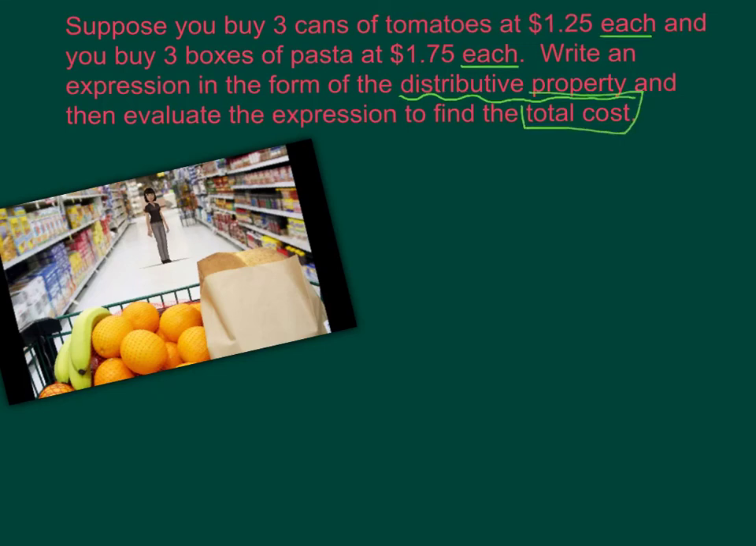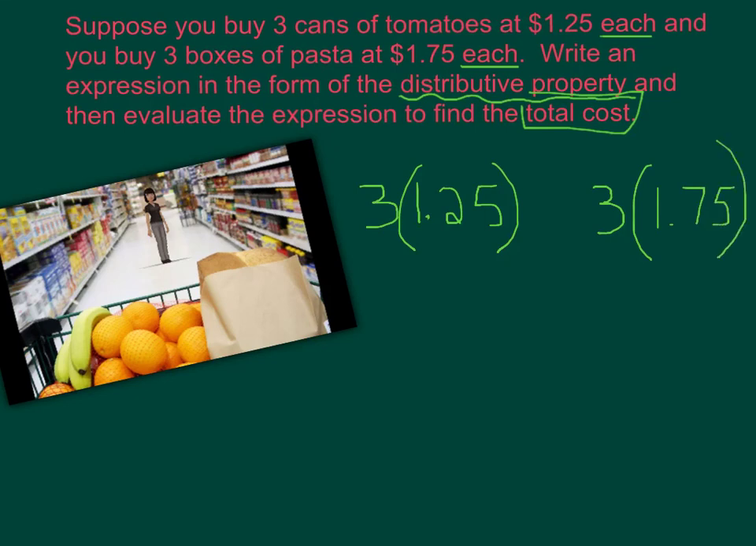Okay, so 3 cans of tomatoes, and each one costs $1.25. And then I'm also buying 3 boxes of pasta, in which they each cost $1.75. And then if you add those two together, you get the total cost. But the only thing that's wrong with this is it said to write it in the form of the distributive property.